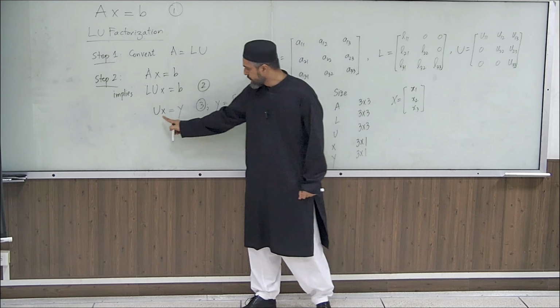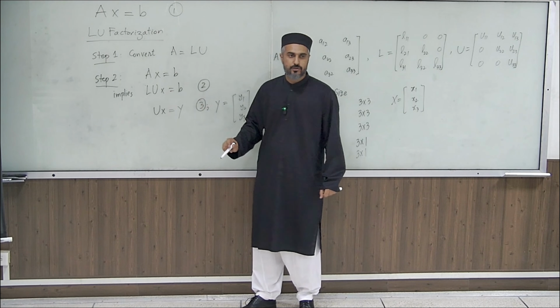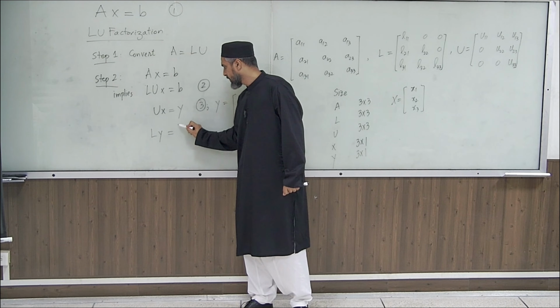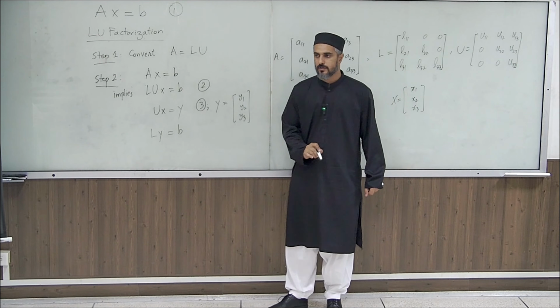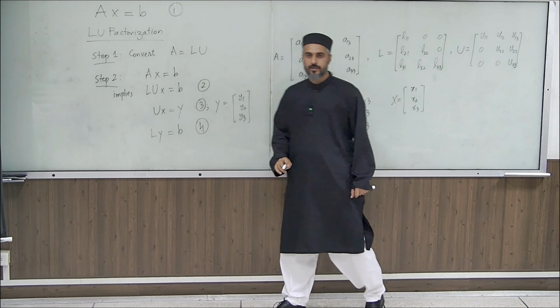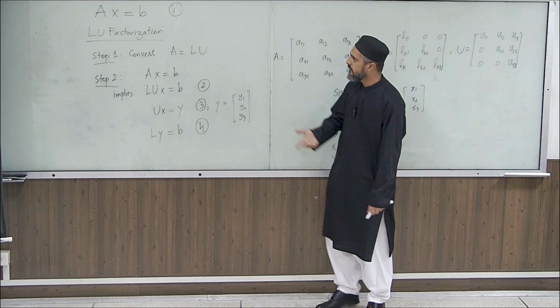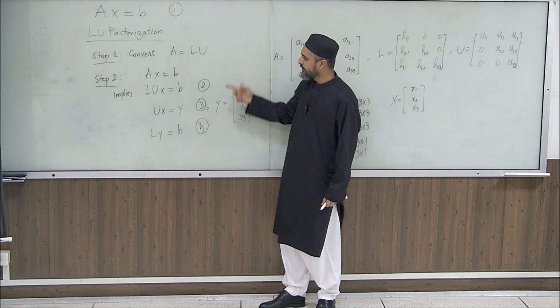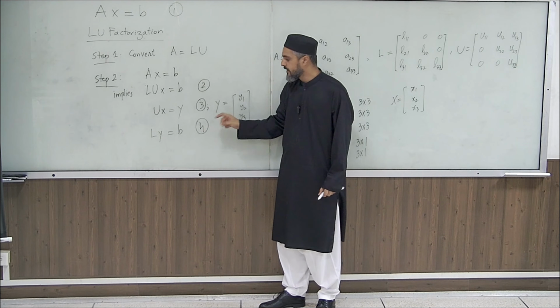Now if I use Ux equals y in equation number 2, it will be Ly equals B, which is my equation number 4. Okay, my objective is to solve equation number 1, and in trying to do that I have two more equations, which are 3 and 4.